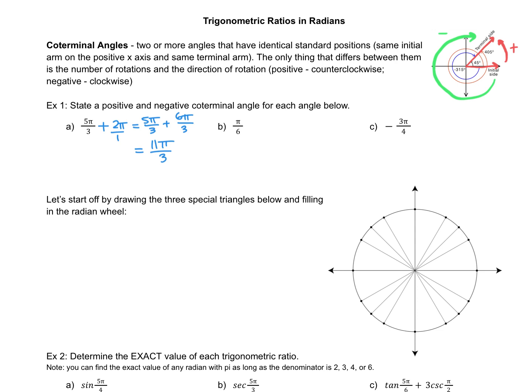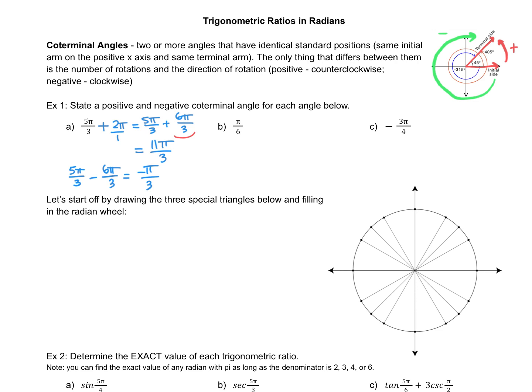And I'll do the same thing for a negative coterminal angle. I'm going to subtract 2 pi. Since I already got a common denominator in my previous calculation, I'll just subtract that common denominator. So subtracting that 6 pi over 3, and we get negative pi over 3. And I can add or subtract 2 pi however many times I want. So there are an infinite number of coterminal angles for any angle in standard position.